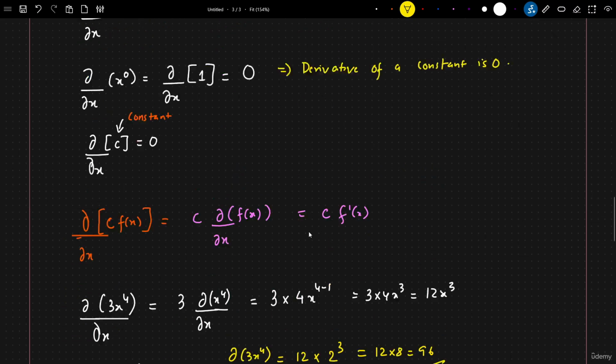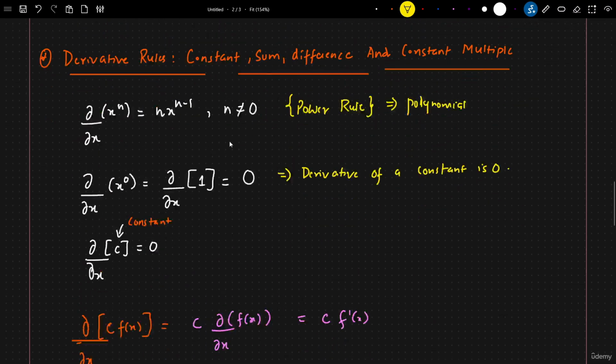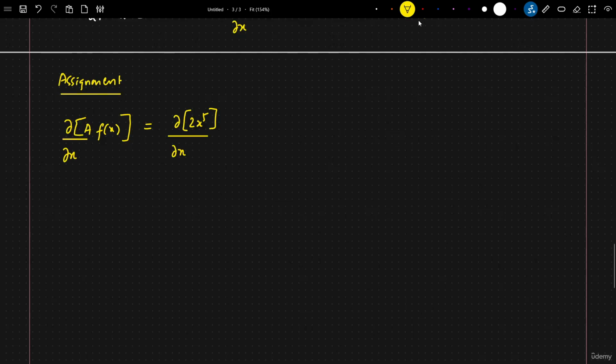Okay, now the second scenario is that, let's say, I have a sum of two functions. So I'm just going to write over here. Let's consider another example, that is nothing but the sum of two functions.